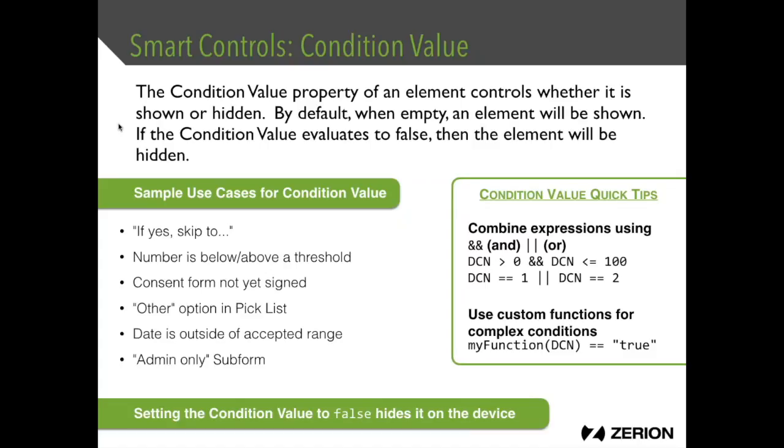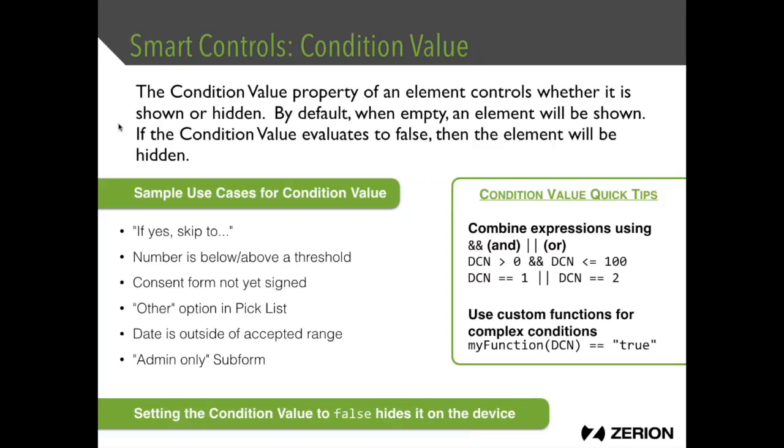We call this skip logic, where you may have a set of 100 questions, but again, the user is only going to be answering certain sets at a time, and those sets may vary depending on their answers. And so if a prior value has a certain answer, then you can use condition values to hide elements later on in the form.